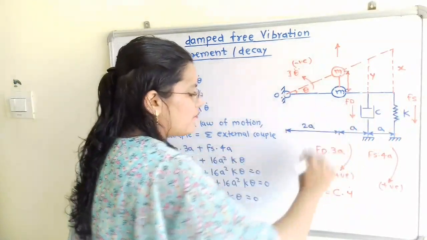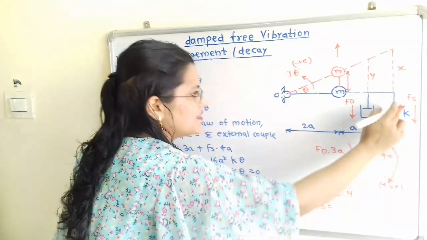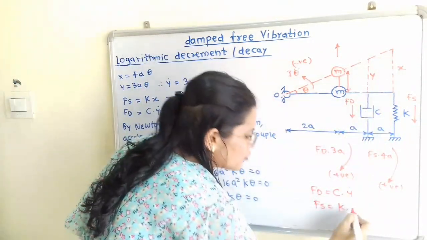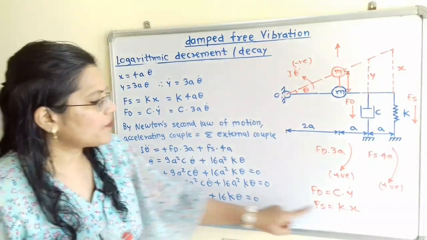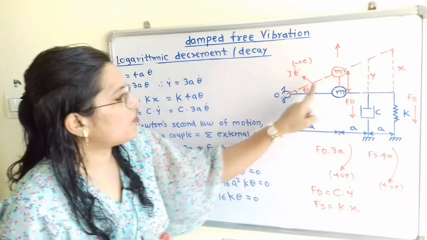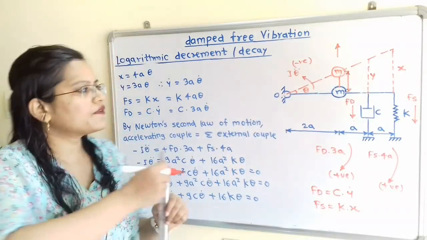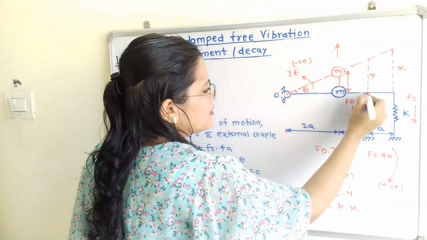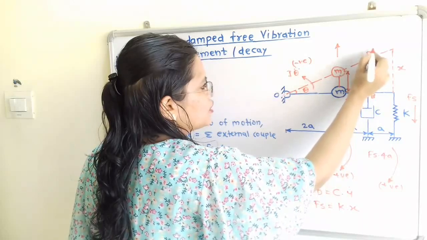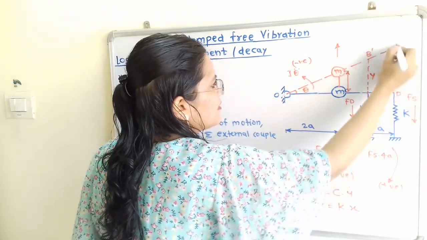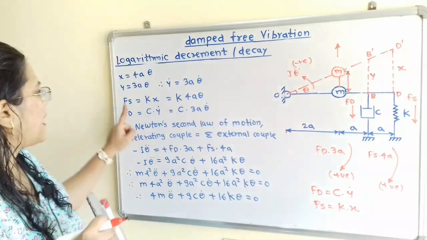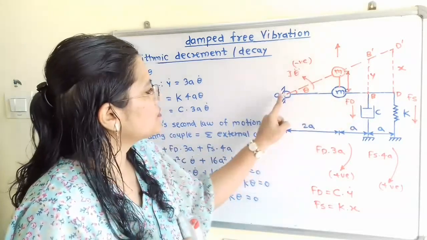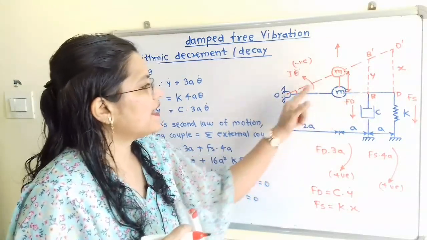Now what about the spring force Fs? Fs is equal to the spring stiffness K multiplied by displacement. For this K, the displacement is x. So Fs is K into x. Now we will find the value of x and the value of y dot in terms of theta. We will observe this diagram. I will give the notation here: A, then I will consider the points B, B dash, and D, D dash. Now from this diagram we can say that y is equal to 3a, because the distance O to B is 3a, so y is 3a into theta.